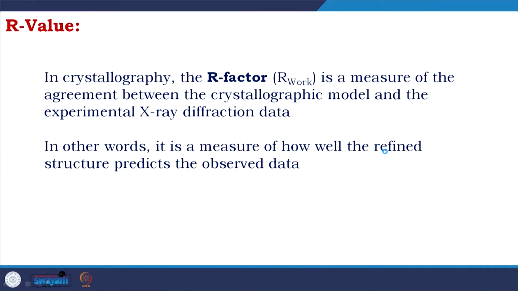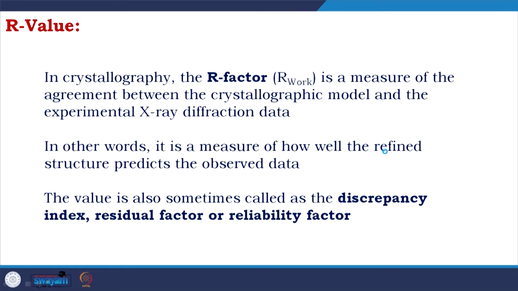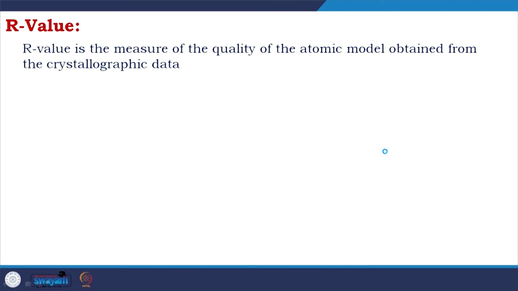In other words, it is a measure of how well the refined structure predicts the observed data. You get data and you have a refined structure; how well their coordinates agree could be estimated from the R value. The R value, which I called R factor or R work, is also called discrepancy index, residual factor or reliability factor, but generally it is called R value. It is a measure of the quality of the atomic model obtained from the crystallographic data.